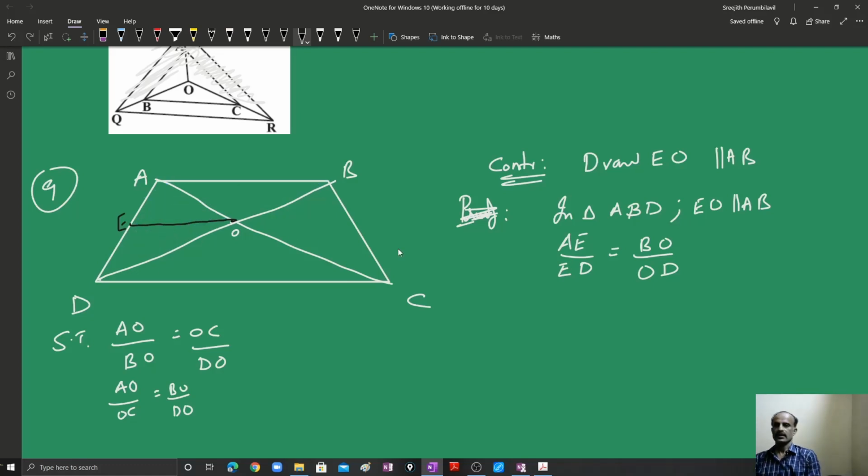Okay. Now next, in triangle ACD, what is the reason? The reason is BPT. In triangle ACD, I'll shade that triangle.